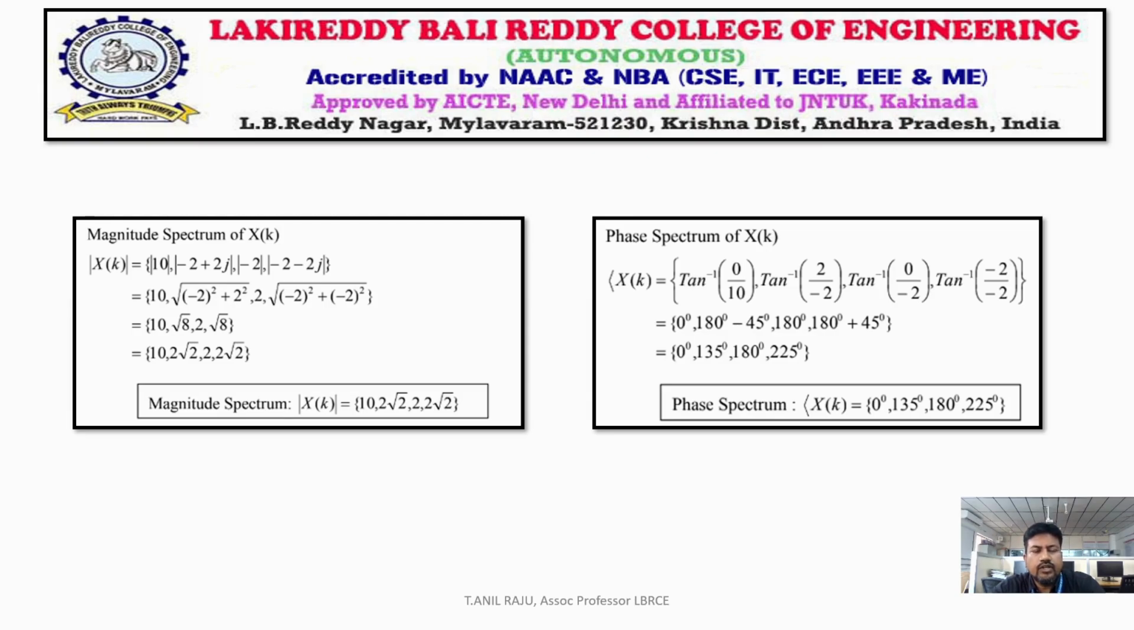So, finally, we got the magnitude response of the frequency coefficients x of k. We can call it our magnitude response, or we can call it the magnitude spectrum. The final solution for the signal x of n with samples 1, 2, 3, 4 is 10, 2 root 2, 2, 2 root 2. So, these are the 4 samples.